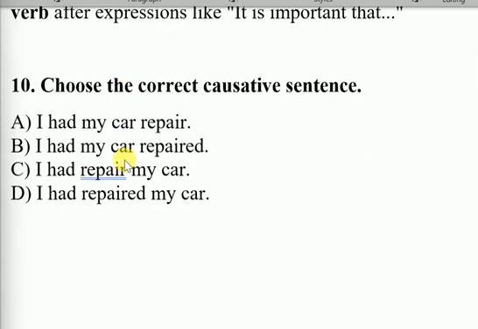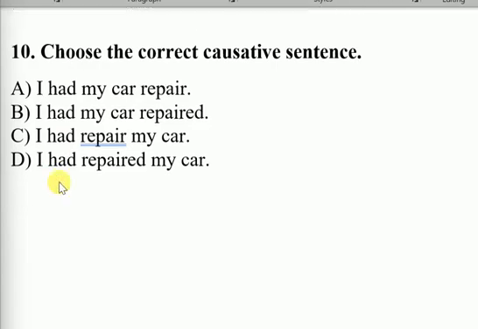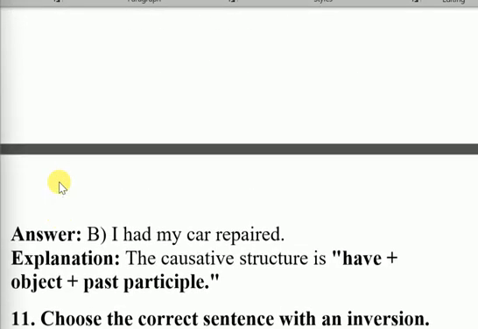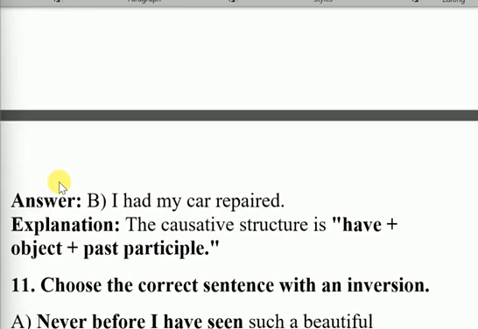10. Choose the correct causative sentence. A. I had my car repair. B. I had my car repaired. C. I had repair my car. D. I had repaired my car. Answer. B. I had my car repaired. Explanation. The causative structure is have plus object plus past participle.